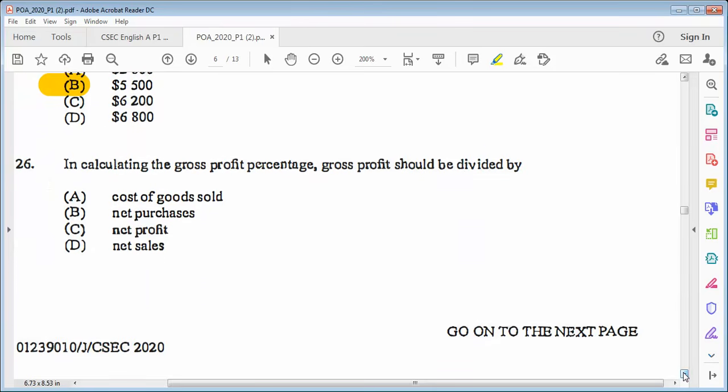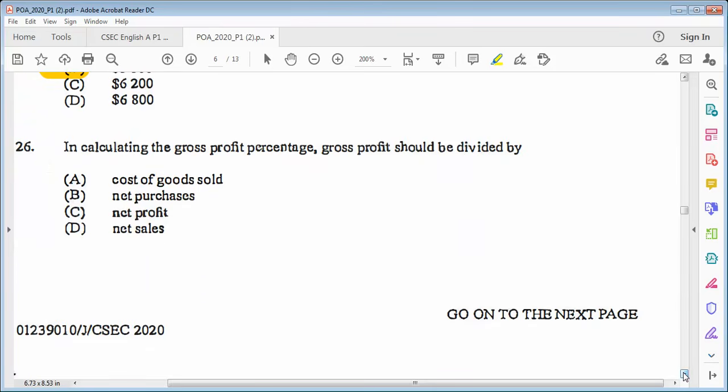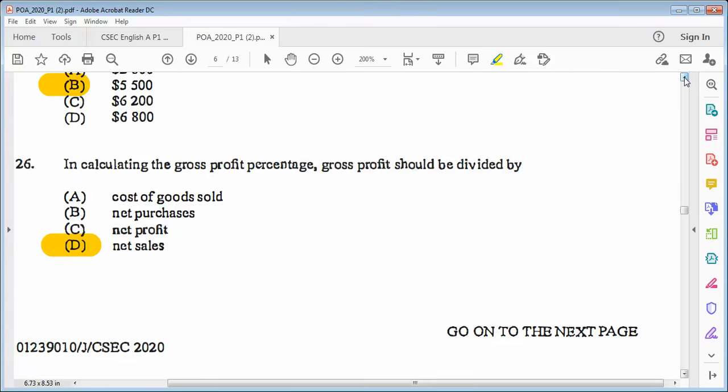Let's move on to 26. In calculating the gross profit percentage, gross profit should be divided by A, cost of goods sold, B, net purchases, C, net profit, D, net sales. So we know that it is D, net sales. It should be divided by our net sales. Let's move on to number 27.